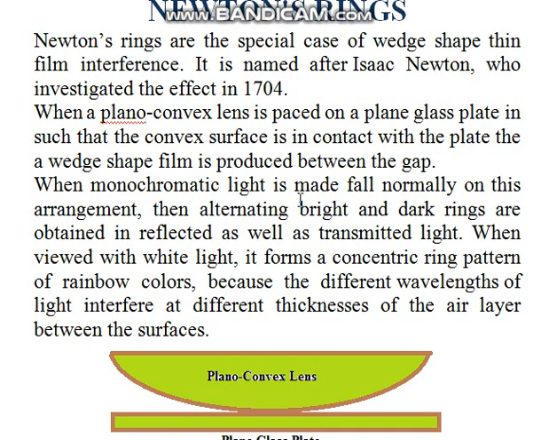When monochromatic light falls normally on this arrangement, we obtain the interference pattern in the form of concentric rings, and this interference pattern is obtained in reflected light as well as transmitted light. However, when you do the experiment with white light, what will happen? You will obtain a rainbow of colors because of the different wavelengths present in the white light.